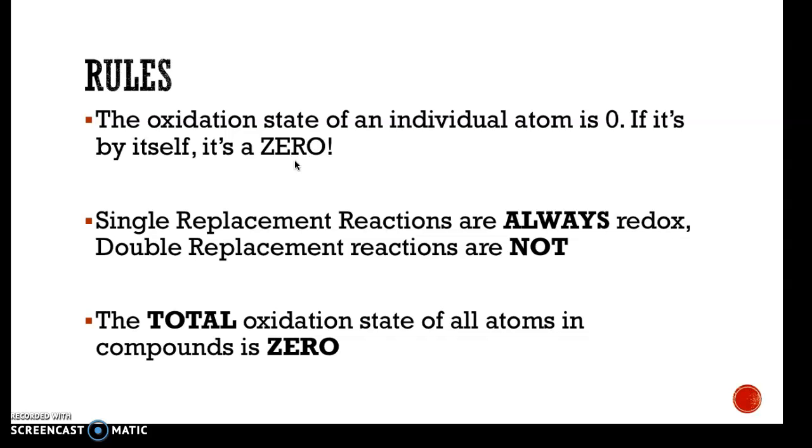And then the total oxidation state of all atoms in a compound is zero. So the overall total oxidation state for a compound is going to be zero, but within that compound, each element has its own individual oxidation state. So that's where we left off yesterday.